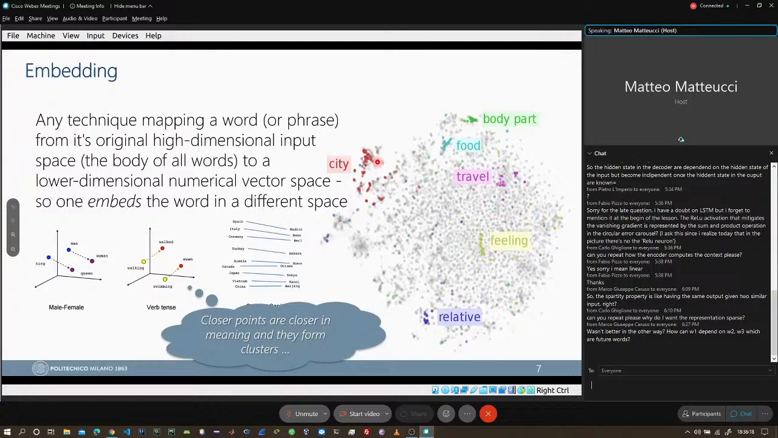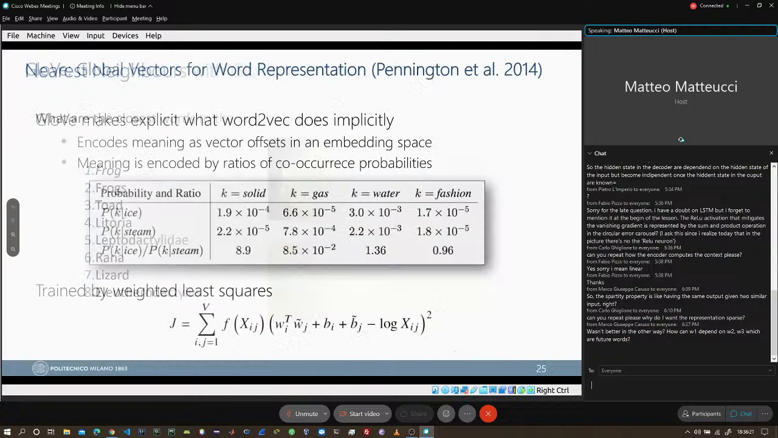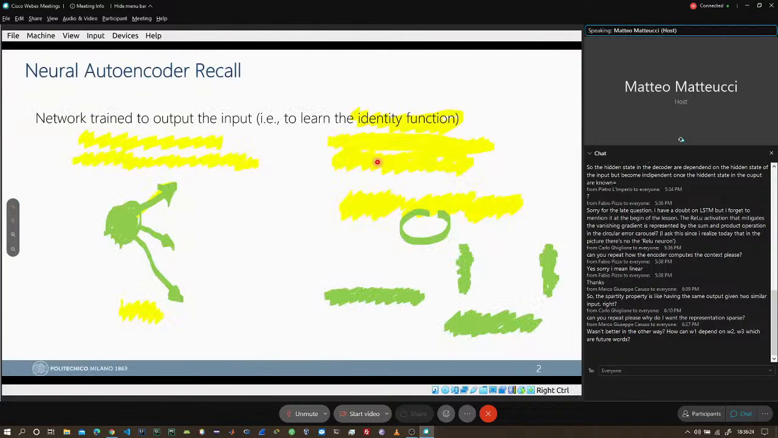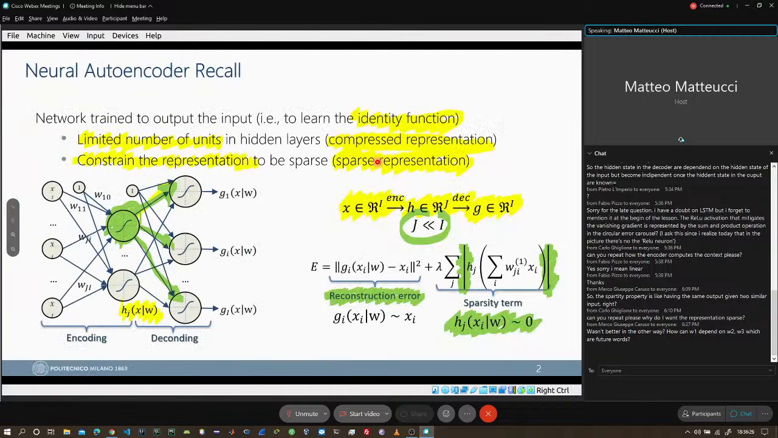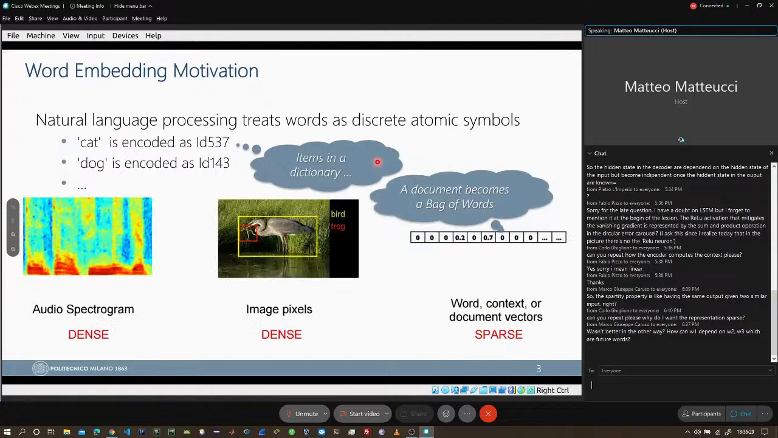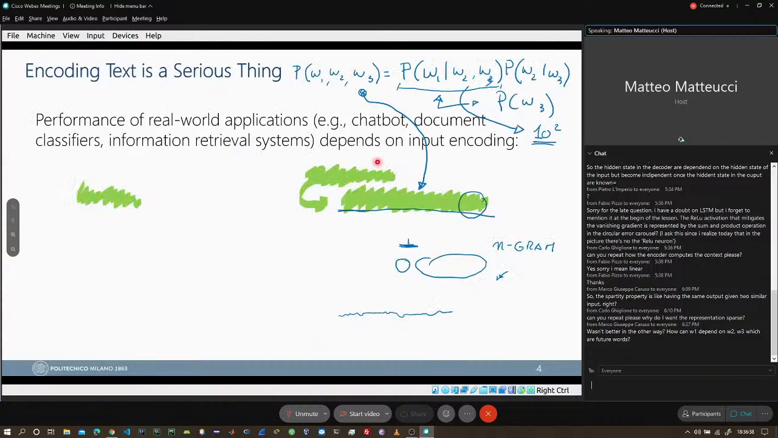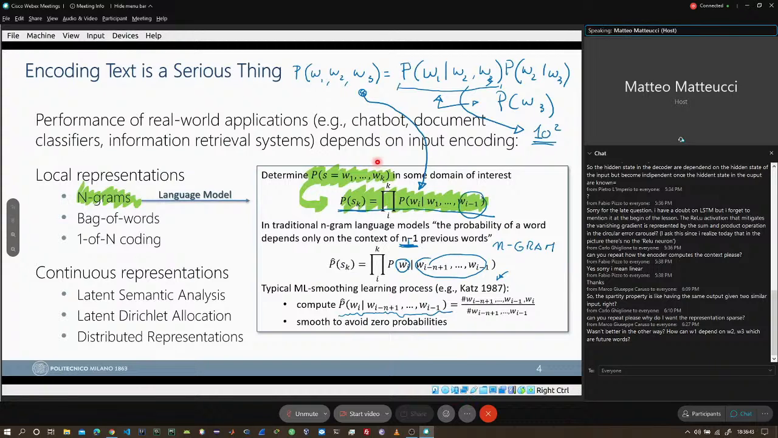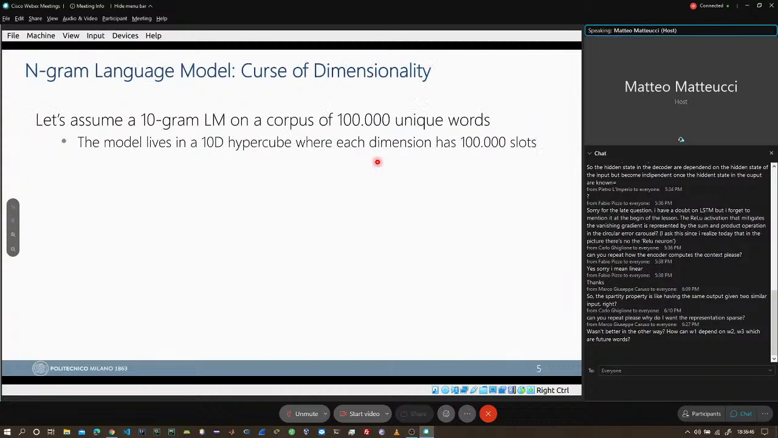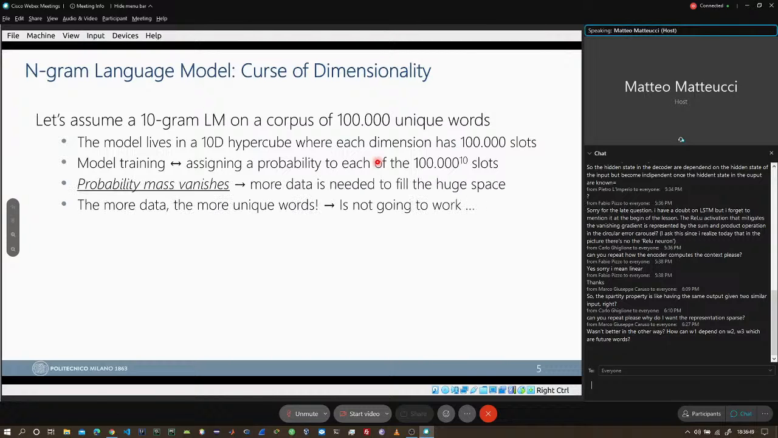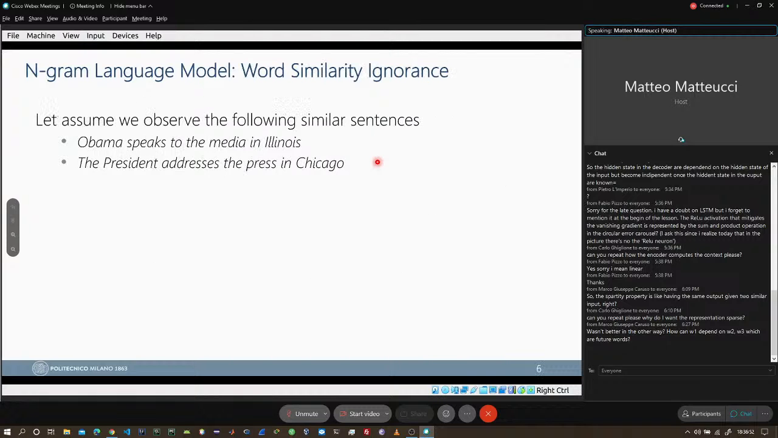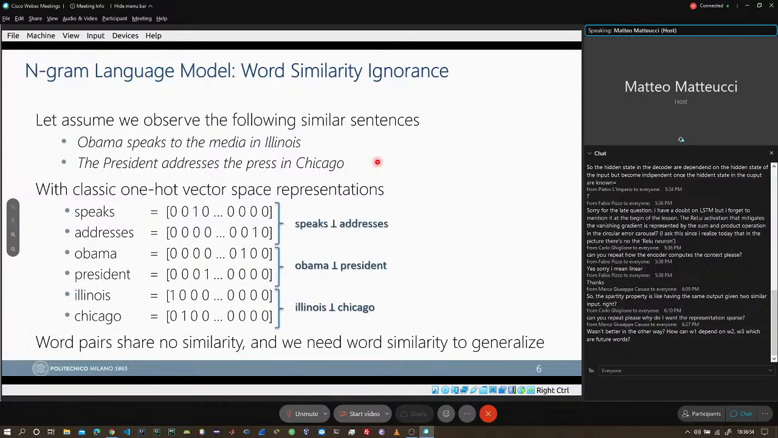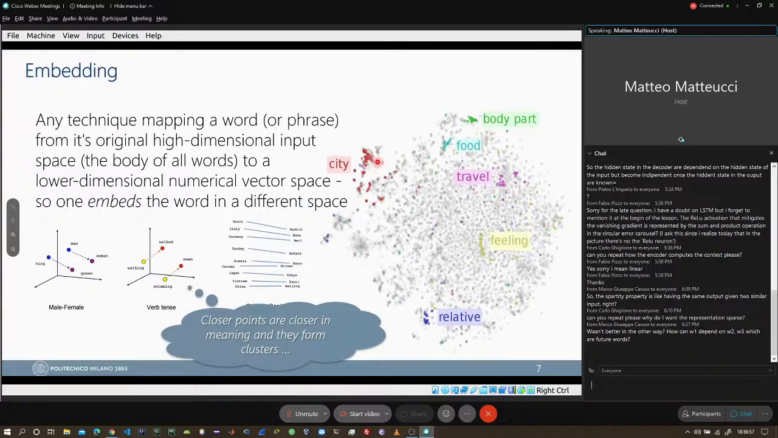How to do that? Oh, sorry, no, that's the last slide. How to do this? Now we have all the pieces. We have the problem, which is the high-dimensional sparse representation of text. A possible solution could be the n-gram language model, but it is computationally unfeasible. We have the solution provided by the dense embedding. How do we implement this?